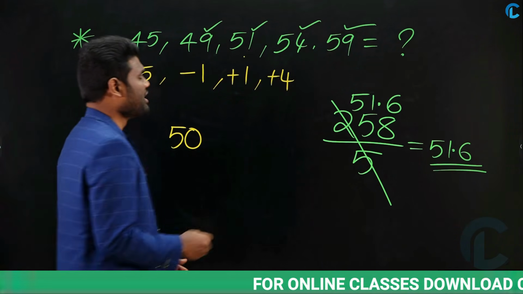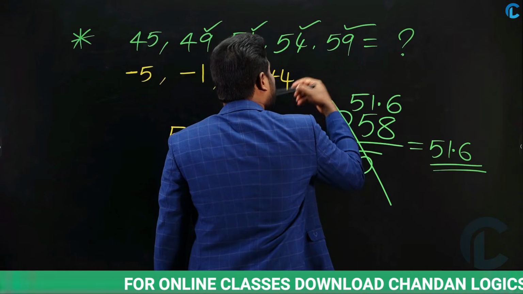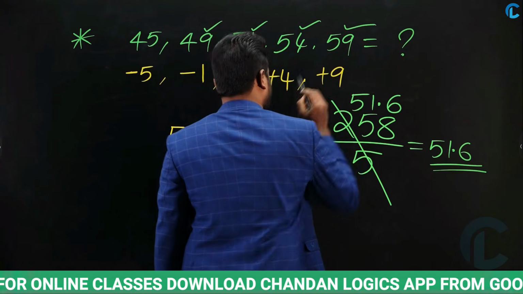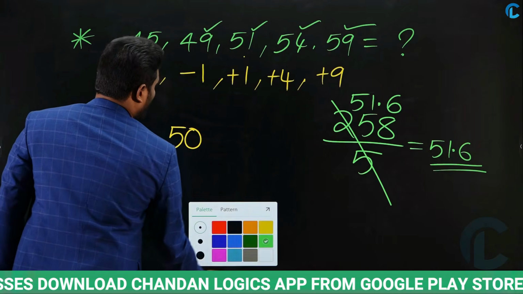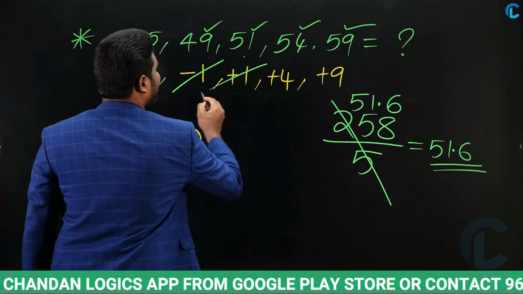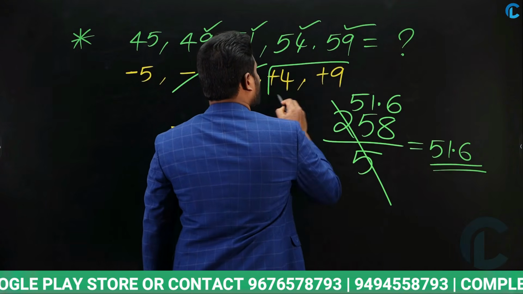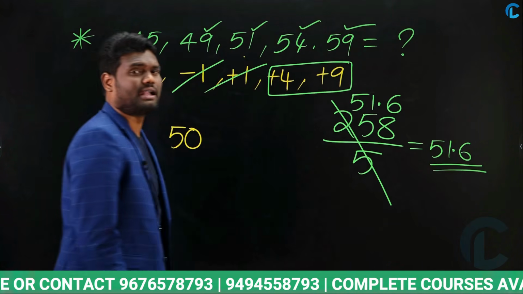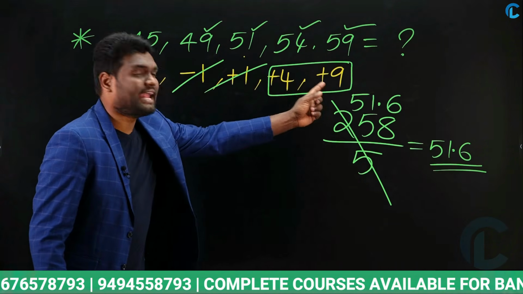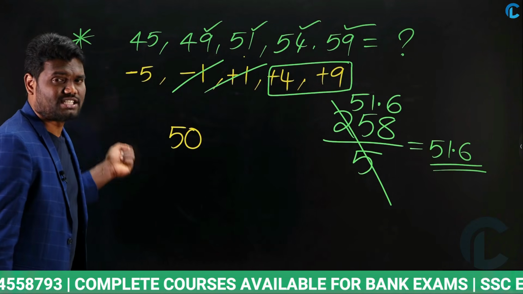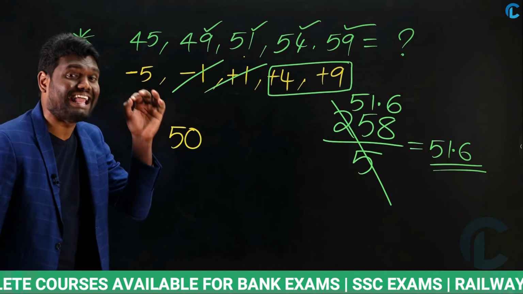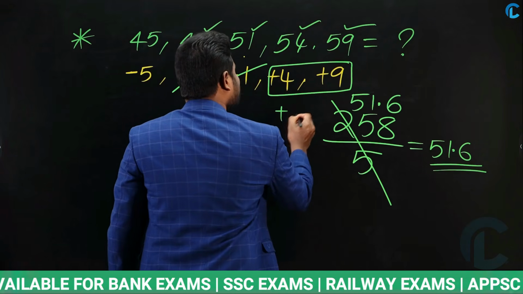4 more than 50. If you look at 59, it is 9 more than 50. So, plus 9. Now, calculate this. If you are going to calculate this, plus 1 minus 1 gets cancelled. Now, 9 plus 4 is nothing but how much? 13. 9 plus 4 is 13. 13 minus 5 is nothing but 8. Now, this is nothing but plus 8.